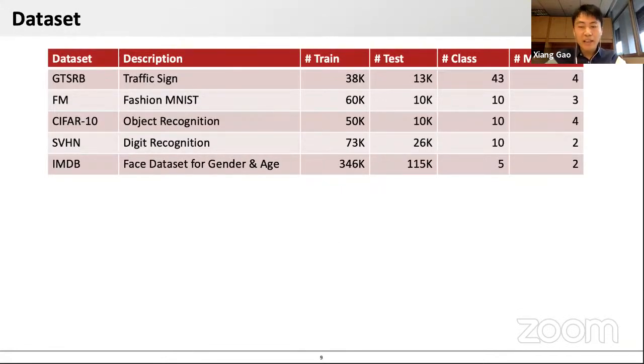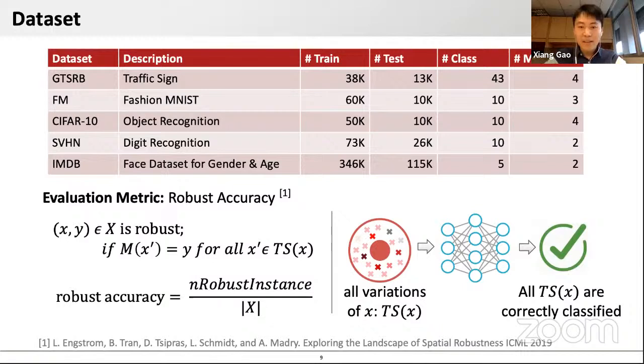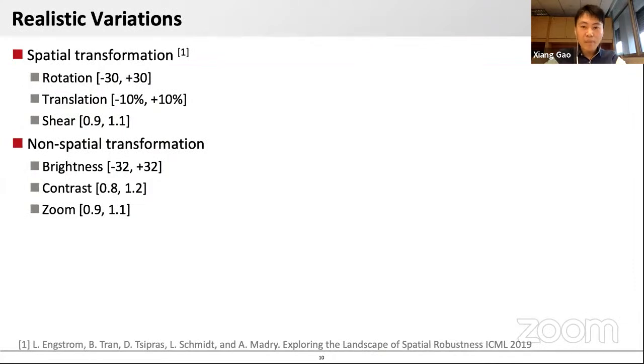We implement our idea in a tool called Sensei and evaluate on 5 widely used datasets and 15 existing models. We evaluate the robustness using robust accuracy. Basically, a data point is regarded to be robust if all its realistic variations are correctly classified. Under this setting, the robust accuracy measures the percentage of robust data points. We define the space of realistic variation using 6 transformation operators, which include 3 spatial transformations and 3 non-spatial transformations.